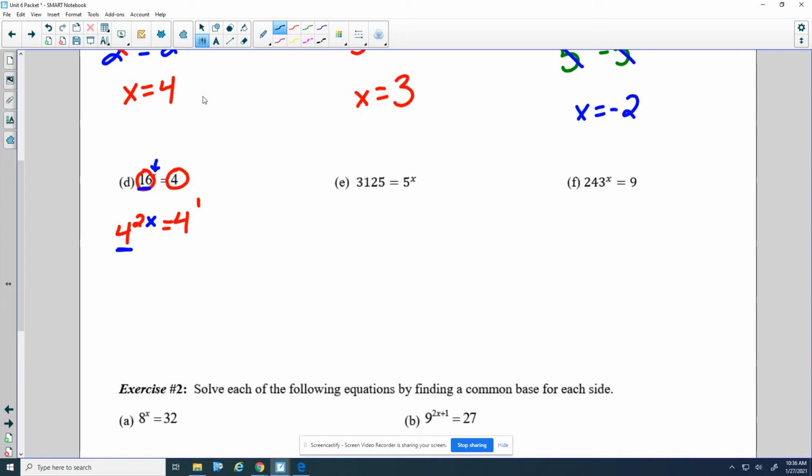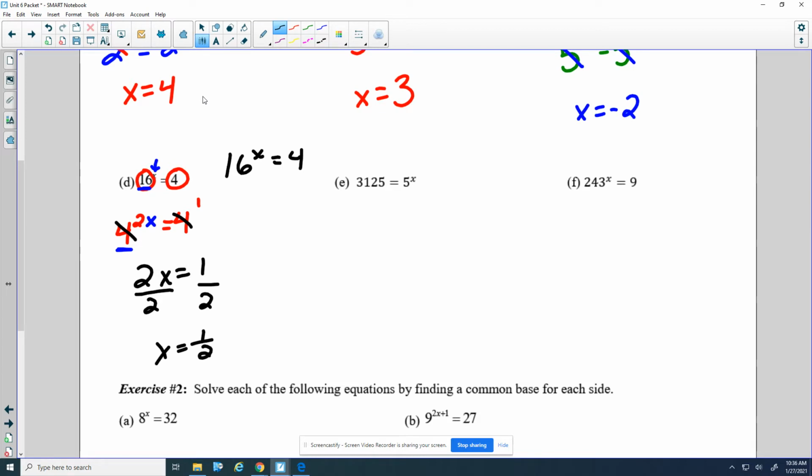So from here, we can cross out those 4's. 2 to the x equals 1. Divide by 2 to solve, so x is 1/2. And that should make sense because if I look back at my original problem, 16 to the 1/2 is equal to 4. And with some of these easy ones we're starting out with, you can kind of figure them out in your head.